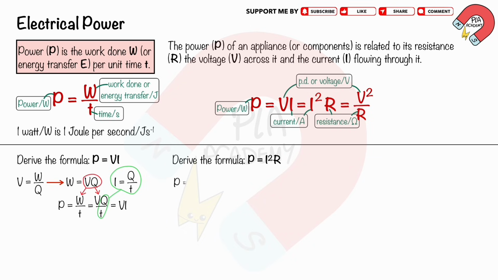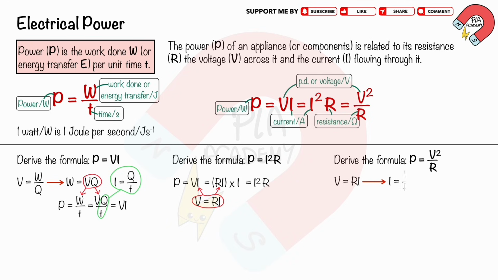We can derive the formula of P equals I squared R as follows. From the formula P equals VI, and V equals RI, substituting V equals RI into P equals VI, like this. So, P equals I squared R. We can derive the formula of P equals V squared over R as follows. From the formula V equals RI, and rearranging the equation as I equals V over R, substituting I equals V over R into P equals VI, like this. So, P equals V squared over R.